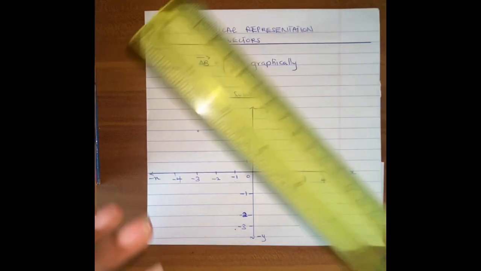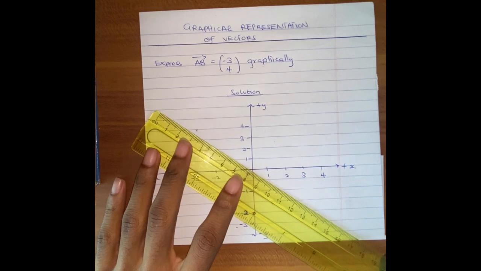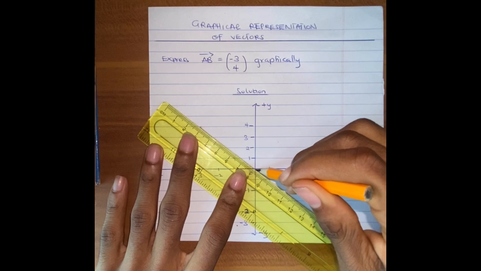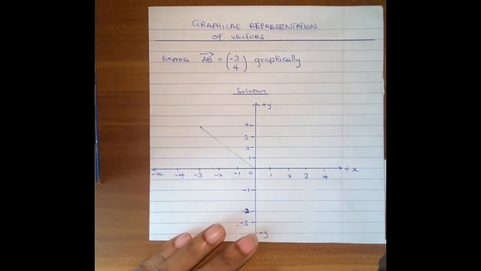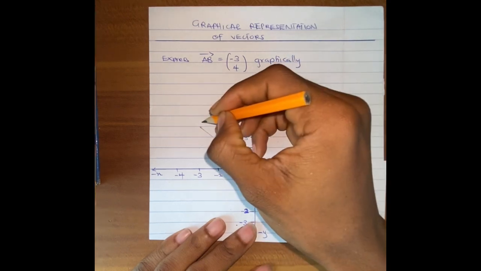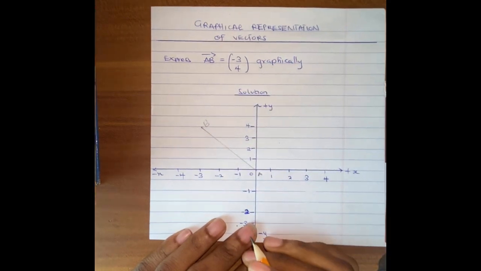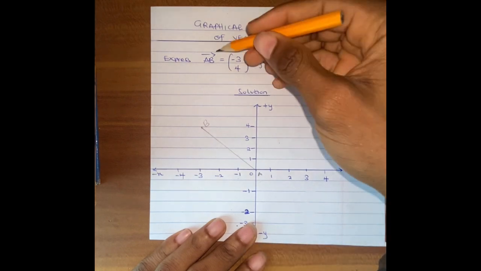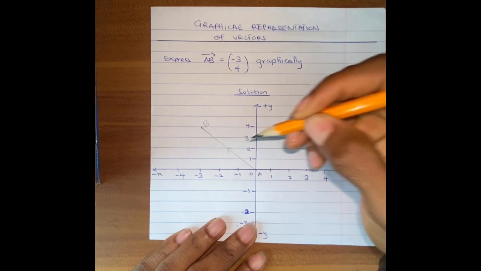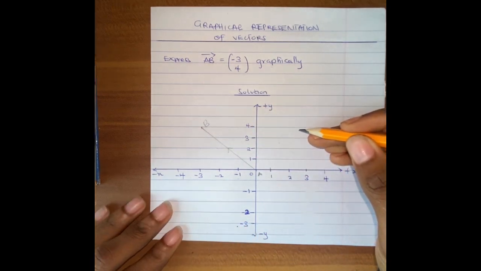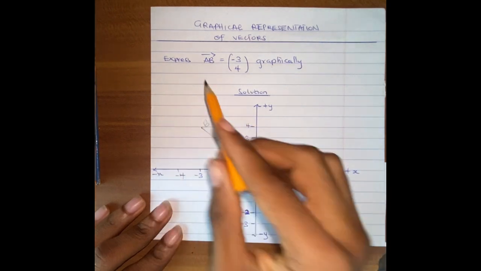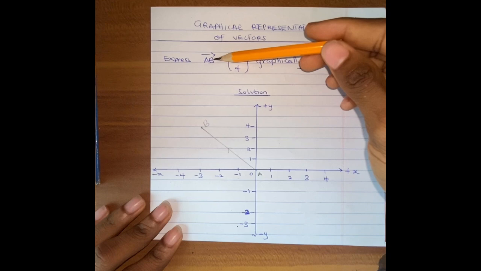At this point, you take your ruler and you join them together like this. Our starting point was the origin, that is point A. Then we have point B. Don't forget your arrow, because it is a movement from point A to point B. So your arrow should be pointing to B. So we have represented vector AB, or we have expressed this vector AB graphically.